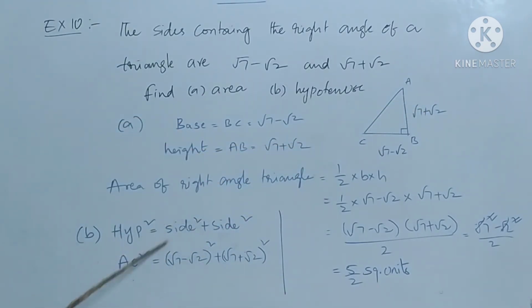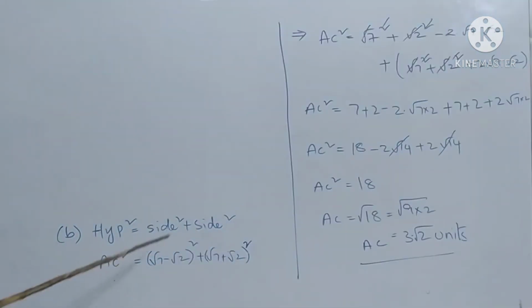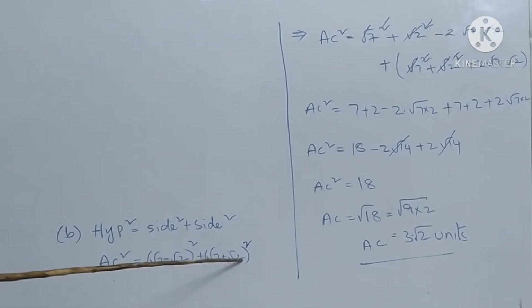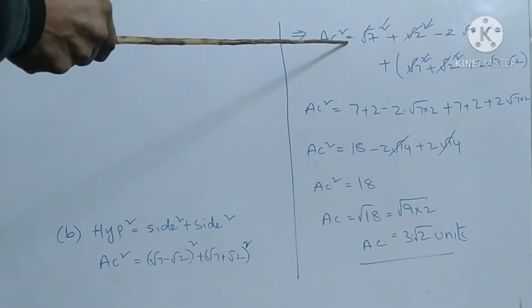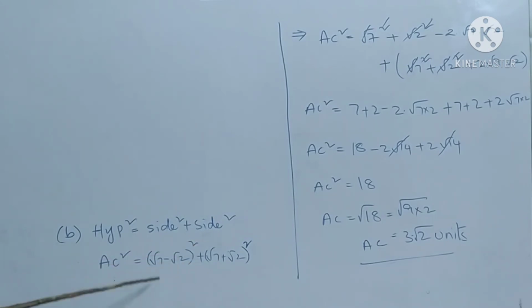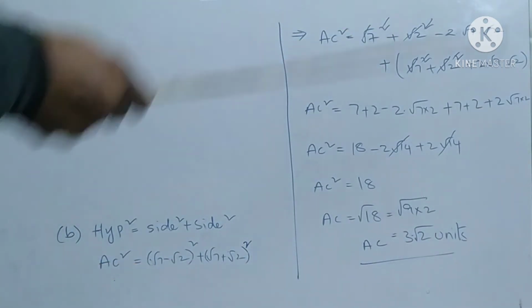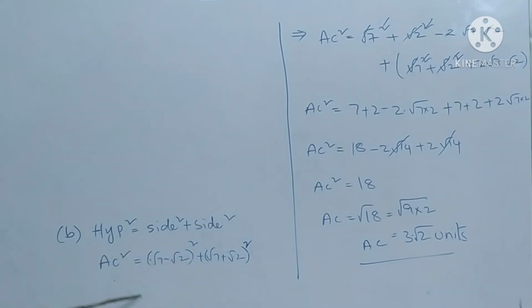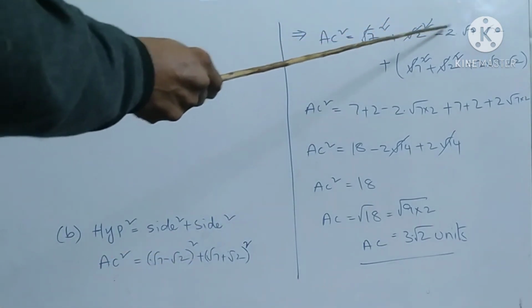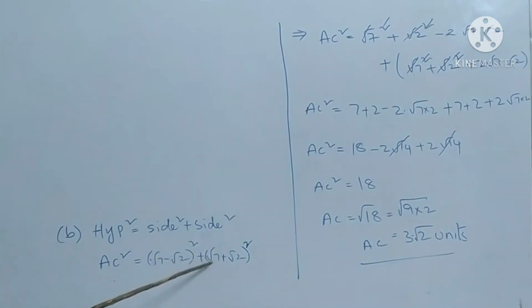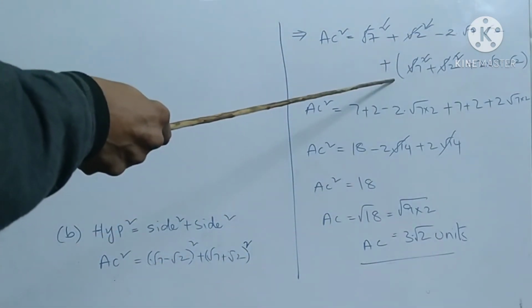This is of the form a minus b whole square. This is a plus b whole square. So substituting algebraic formulas, a minus b whole square, a plus b whole square. So AC square is equal to a minus b whole square formula, a square plus b square minus 2ab. Here a square is root 7 square plus b square is root 2 square minus 2ab, minus 2 into root 7 into root 2, plus bracket start.